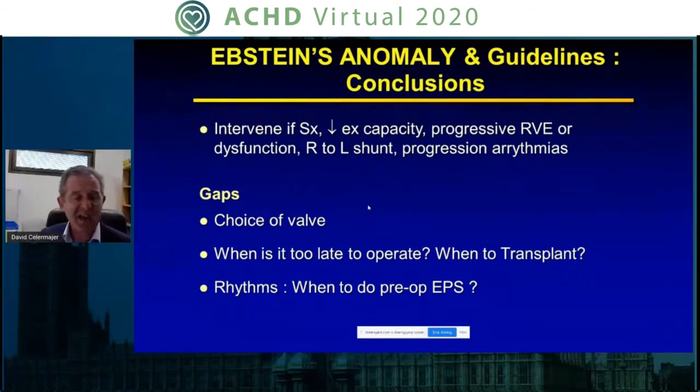So as you'll see, Ebstein's anomaly continues to fascinate because there are important advances, particularly with the surgery, but still gaps in our knowledge where the art and the science have to be combined with the patient's wishes to come up with the best patient outcomes.